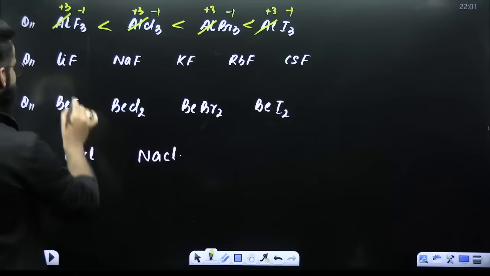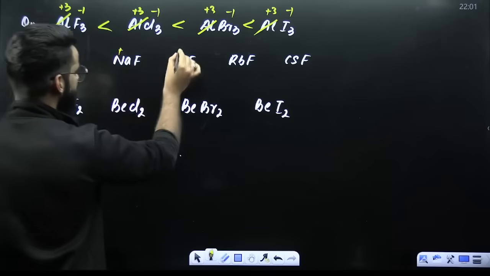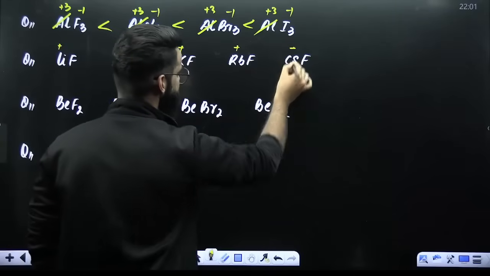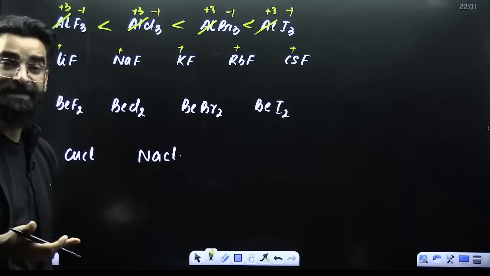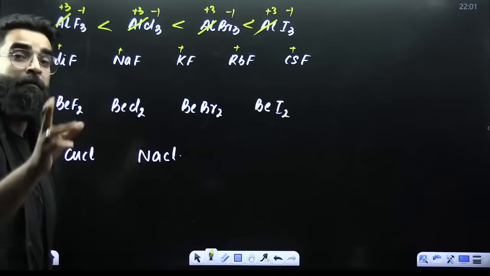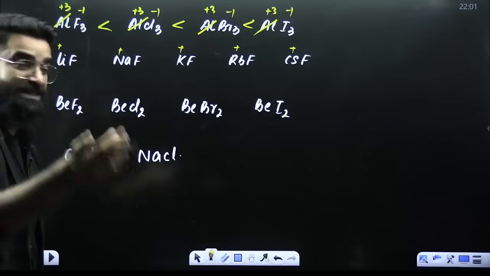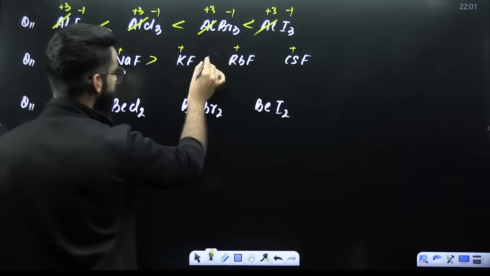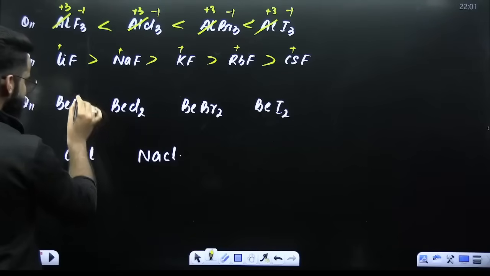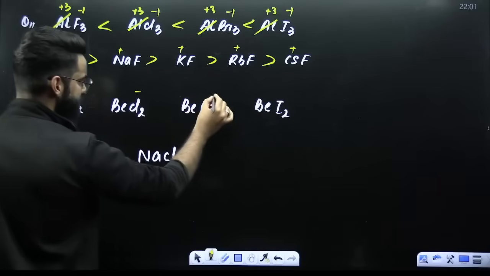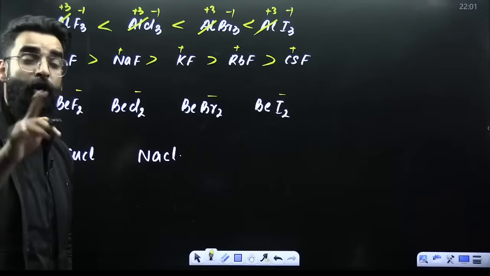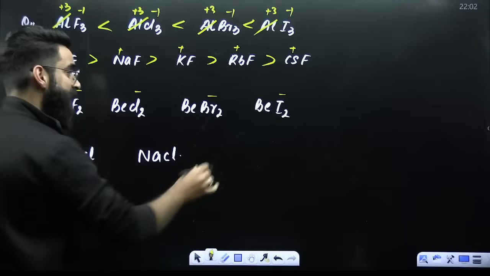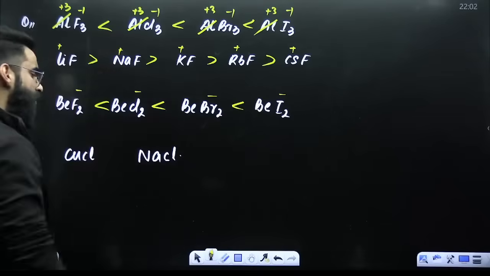That's it. Similarly, here you have Li+, Na+, K+, Rb+, Cs+. In every cation here, the charge is the same, so talk in terms of size. The lesser the size of the cation, the more the polarizing power of the cation, hence the more the covalent character. So this is going to be the order of covalent character. Similarly, this is F-, Cl-, Br-, I-. Again, the charge on every anion is the same, so talk in terms of size. The more the size of the anion, the more the polarizability, hence the more the covalent character.